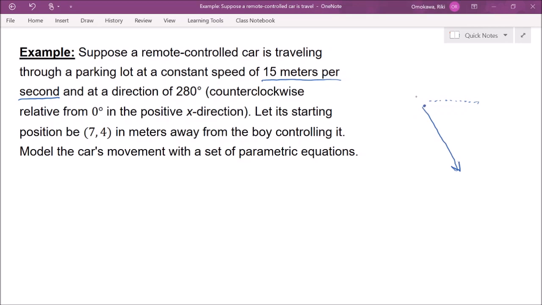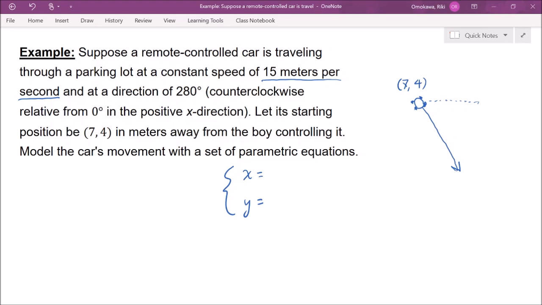So our car really should be facing this way. Its starting position, like in the previous example, is 7, 4. So there's our sketch. And the question is, how are we going to break this down into an x and a y equation so that we know its position over time?